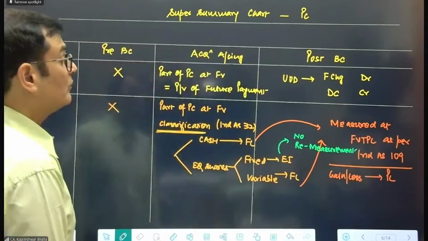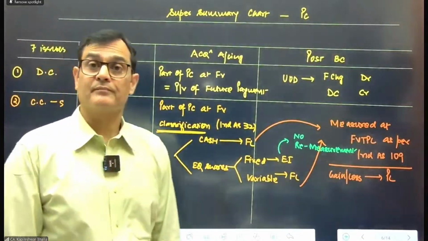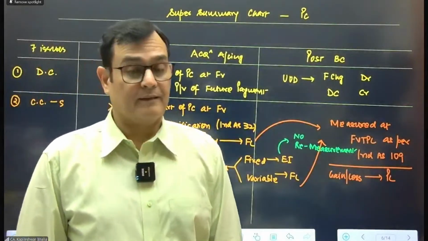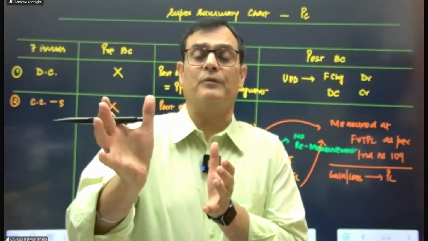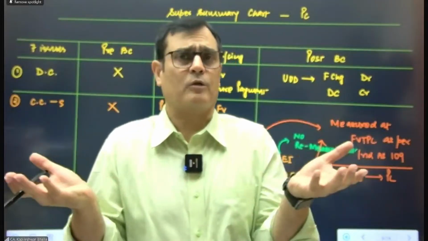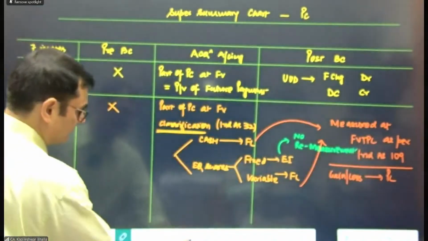So there is going to be no remeasurement if it is supposed to be a fixed number of equity shares. Yes, sir. Only a financial liability is remeasured at FVTPL; equity doesn't require any remeasurement. So this is the impact of CC.